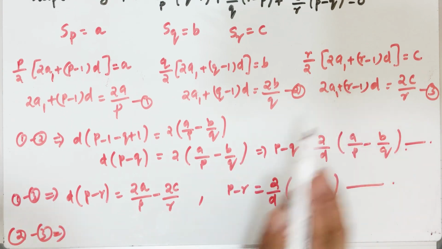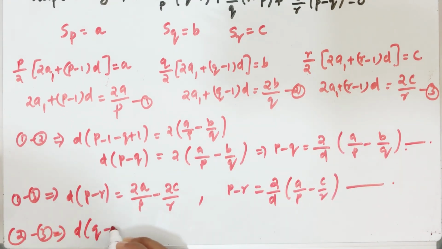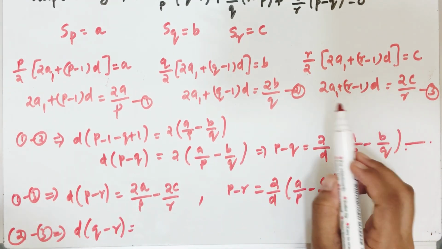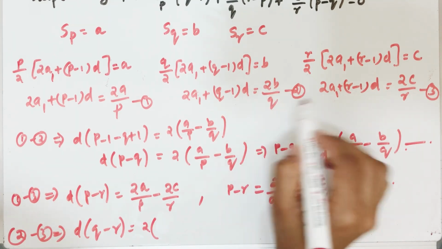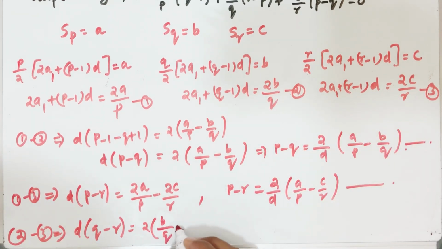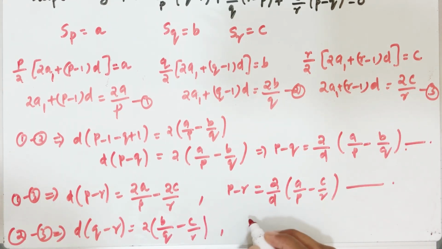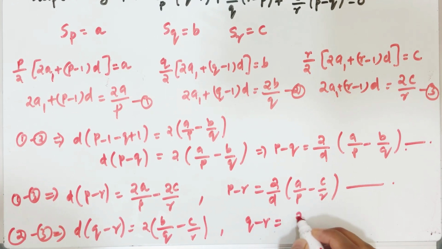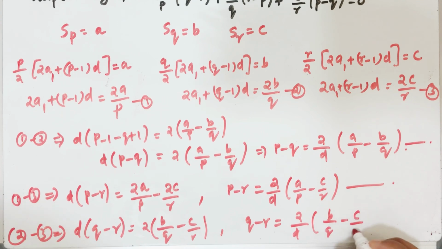And 2 minus 3 implies 2A1 minus 2A1, 0. D into Q minus R. D into Q minus R is equal to 2 into B by Q minus C by R, which is Q minus R is equal to 2 by D into B by Q minus C by R.